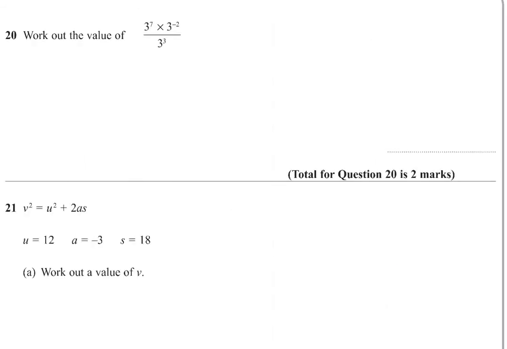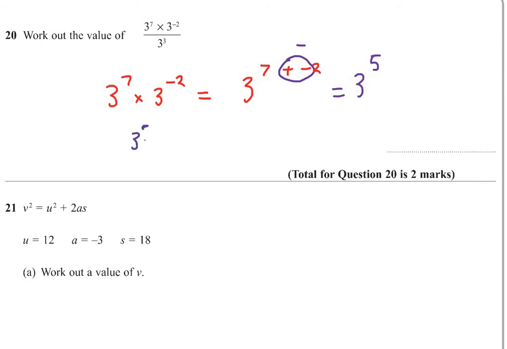Right, we've got some nice questions on indices, and I love indices questions, so here we go. Rules of indices, so 3 to the 7 times 3 to the minus 2, well that's just the same as 3 to the 7 plus minus 2. This here is going to just make a minus, so this is just going to be 3 to the 5. And then 3 to the 5 divided by 3 cubed is 3 to the 5 minus 3, which equals 3 squared, and we all know that 3 squared is just 9.